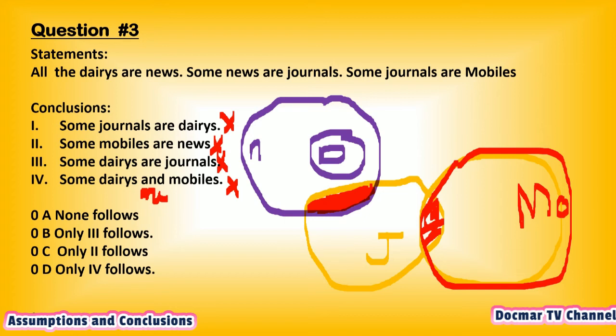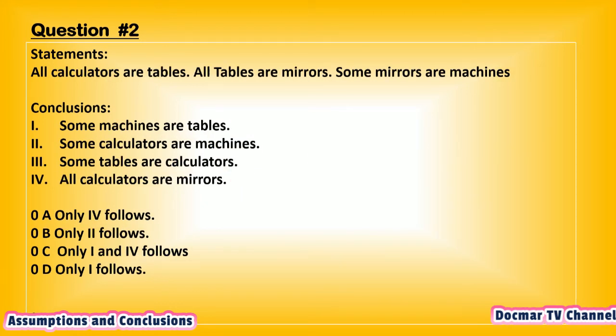None follows, letter A. Only 3 follows. Only 2 follows. Only 4 follows. By merely looking at the drawings or illustrations here, we can conclude that none of the conclusions follow. So the answer is letter A. I hope you understood.